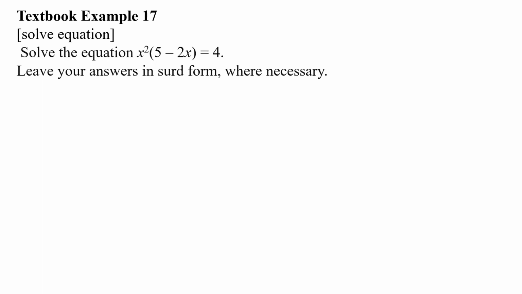So we need to simplify it first. Simplify as in expand it. So we would get 5x squared minus 2x cubed equals 4. And then rearrange it again. And I'm going to multiply by negative throughout to make the coefficient of x cubed positive.